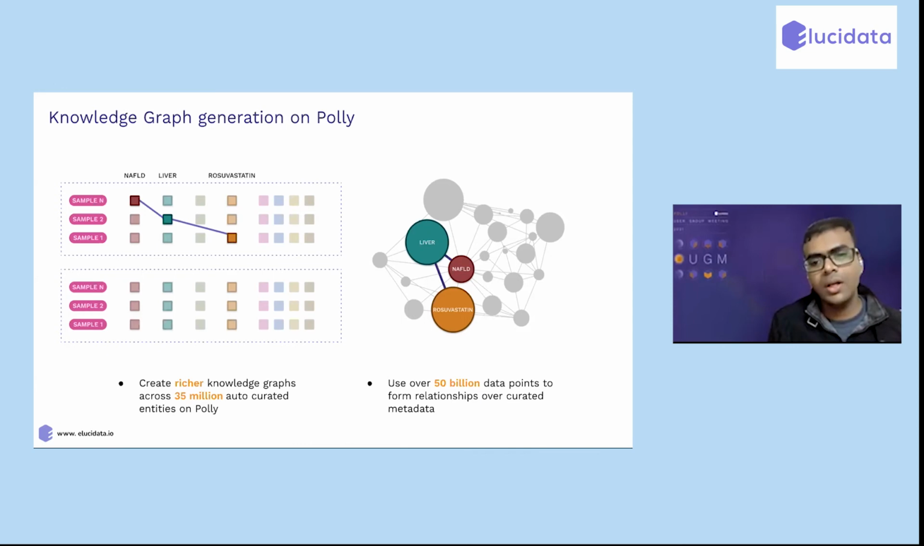What is it? What data is it? And how strong is that relationship? That can be done very quickly on Poly, and you can make your own knowledge graphs from that, right? And you can create richer knowledge graphs across 35 million auto-curated entities. So that's another advantage. So both in analysis and search, you get that advantage by just curating metadata alone, right? And imagine what you can do with data.